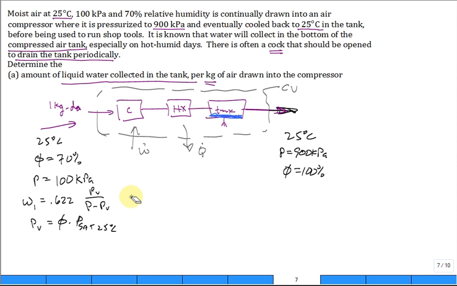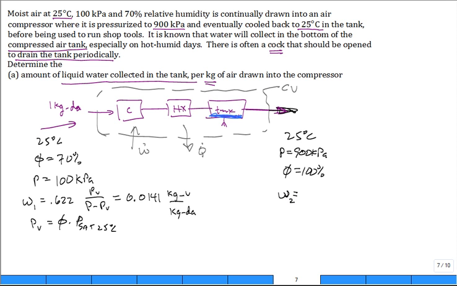My calculations say that this is 0.0141 kilograms of vapor for every kilogram of dry air. Now, what about the humidity ratio going out? State 2. Well, you would do the same thing.